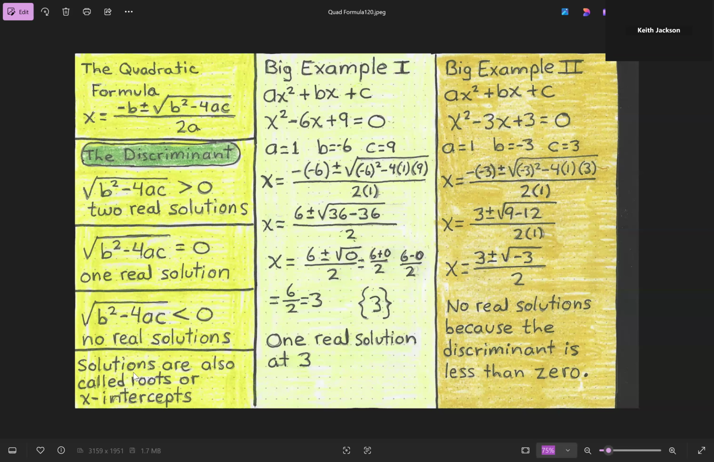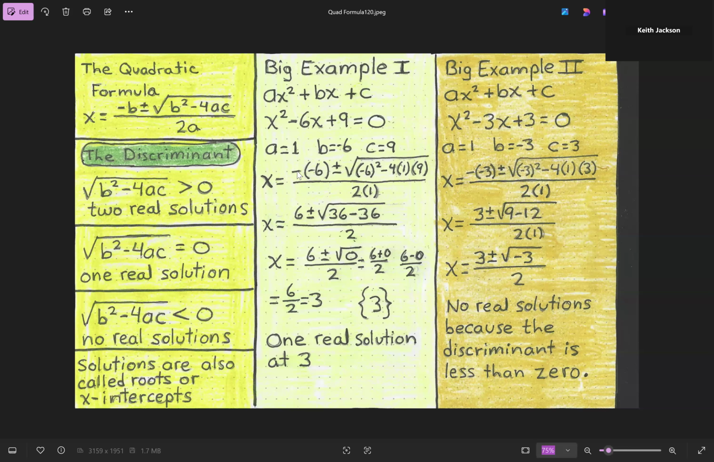Well, what are solutions? Solutions are just simply roots or x-intercepts, when the parabola crisscrosses the x-axis. And so we have two big examples to show you what's going to take place here. And so let's take a look at our first big example in which we have x squared minus 6x plus 9. We're going to set it equal to 0. Keeping in mind that a is equal to 1 because that a is represented right here. b is equal to negative 6, and c is equal to 9. And we're going to plug those numbers into the quadratic formula to see what we get.